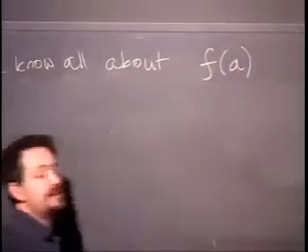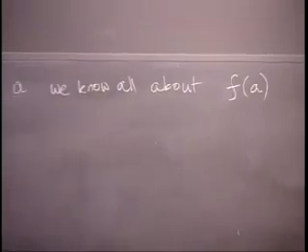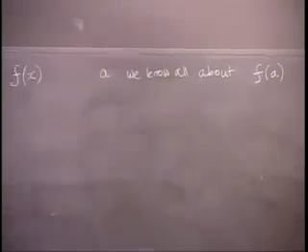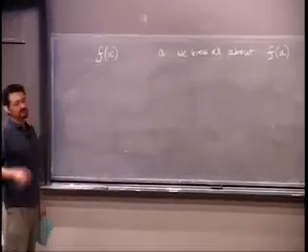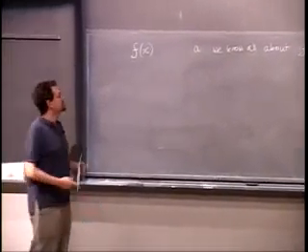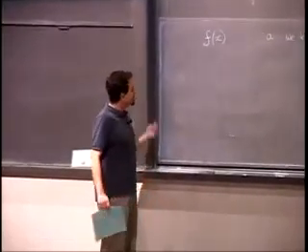For example, if f is the square root function and A is 9, great, we know the square root of 9. We don't know the square root of 11 or 10 or something like that very, very well, not like we know the square root of 9. So this is what I mean when I think of A as a special value. It's a nice value. We know all about f of A.